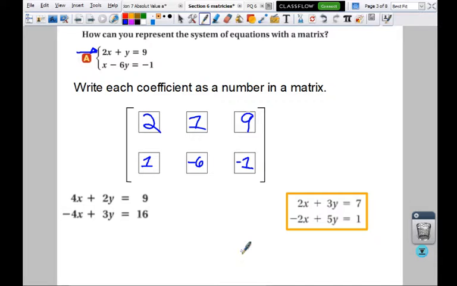So let's look at this bottom one right here. Same type of thing with a matrix. I'm just going to put my numbers in front, write it down. So I'm going to have 4, and then 2, and then 9. My next row is going to be negative 4, and then 3, and then 16. And when we make a matrix, we always need these brackets around everything. That's how we know it's a matrix and not just a bunch of random numbers.